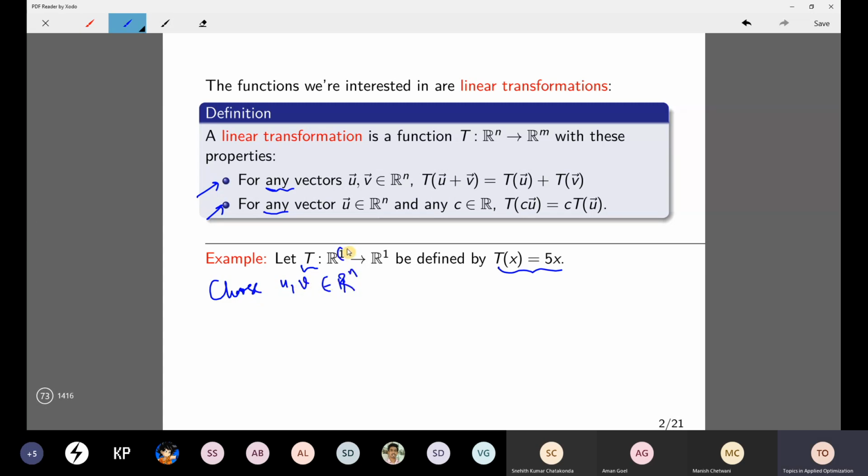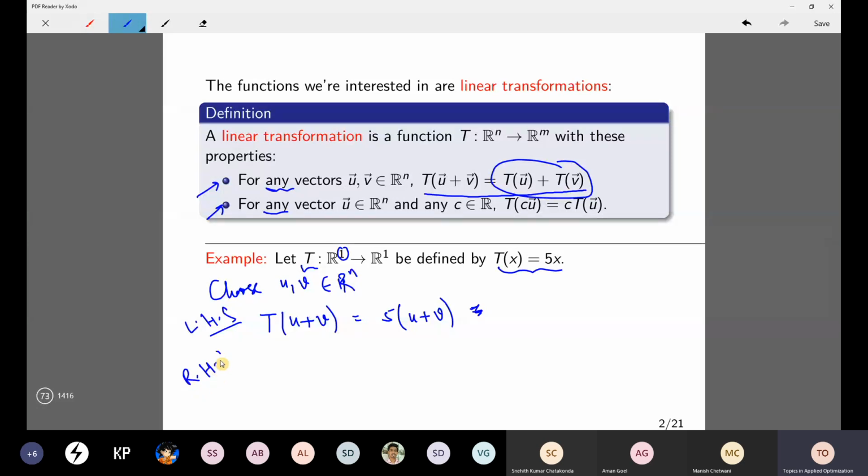So in this case, we are working with R1. Now I have to check whether this identity holds. So I will do T of u plus v. The function is defined as 5 of x, so it's 5 of u plus v. Okay, so this is the left hand side, and now I will check the right hand side.